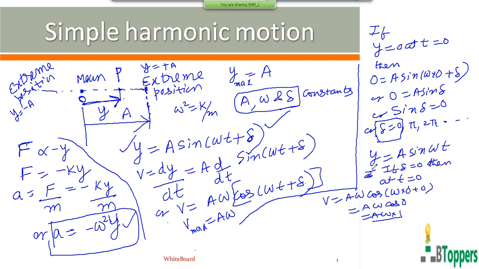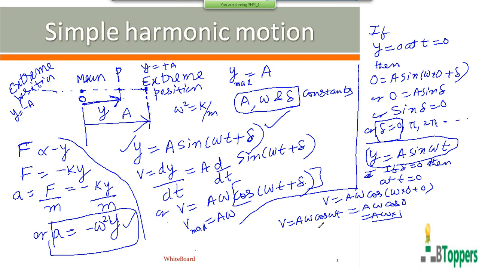The conclusion is that if we start counting time from the instant when the particle passes through the mean position in the positive direction, then its instantaneous velocity at time t is given by v equal to a omega into cos omega t, and instantaneous displacement from mean position at time t is given by y equal to a sine omega t.